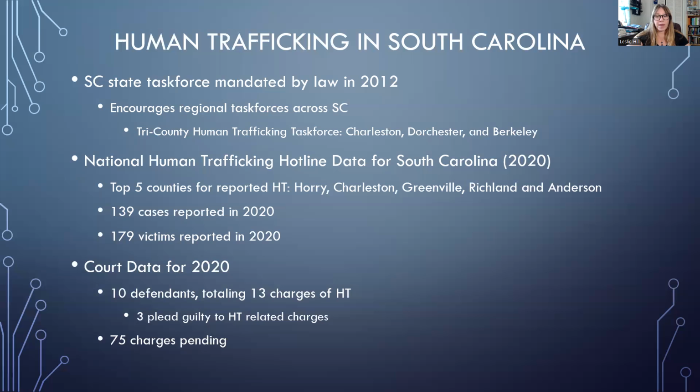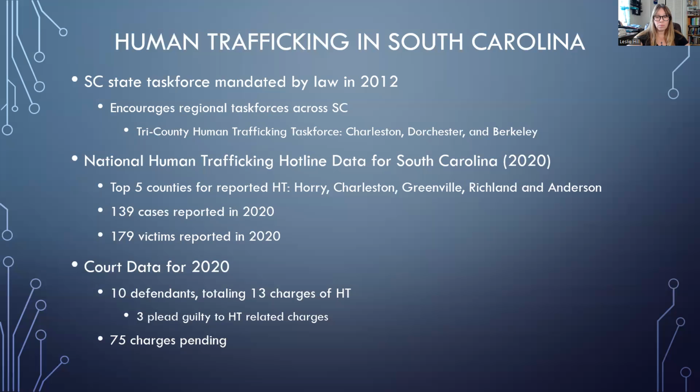What we also found was the number of human trafficking cases reported here in the state of South Carolina. In 2012, we had 139 cases, 96 of which were sex trafficking, 22 cases were labor trafficking, 9 cases were sex and labor trafficking, and 12 were not specified. From this tip line data, the number of human trafficking victims reported in South Carolina was 179 for the year 2020.